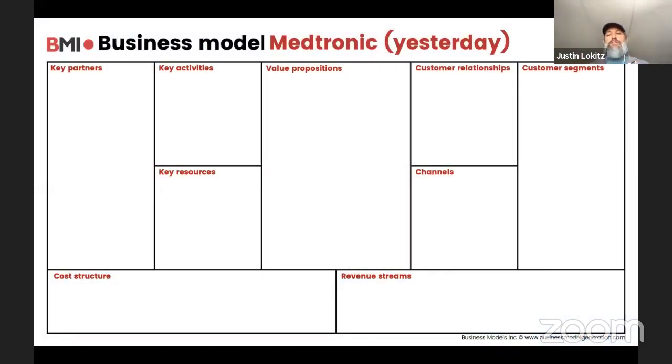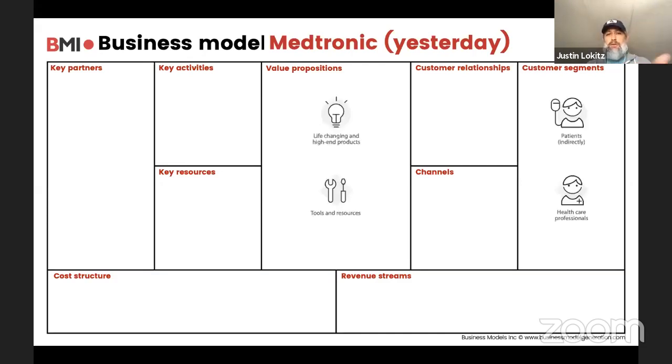When Medtronic first came around, it had basically a business model that was about selling medical equipment, right? And what that meant was that it had high-end products and tools and resources. Those were its value propositions. Its customer segments were really healthcare professionals, and then, of course, indirectly, the patients who need some procedure or something like that. It would connect these value propositions directly through salespeople, as a channel, to the healthcare professionals.